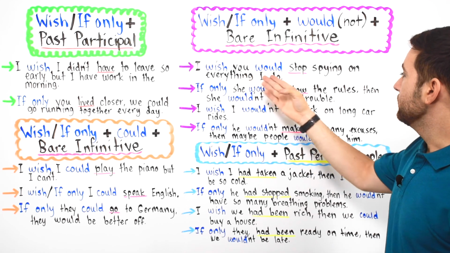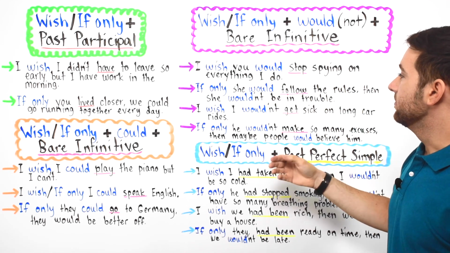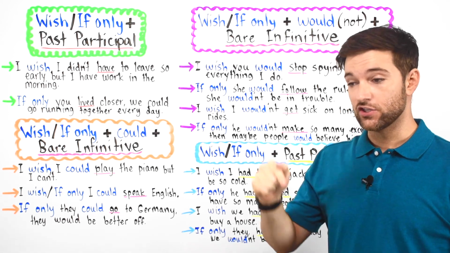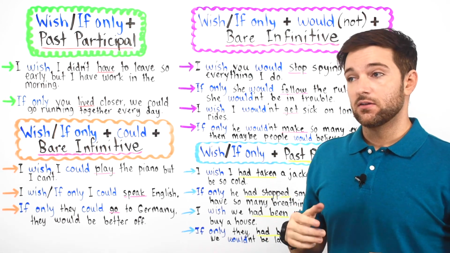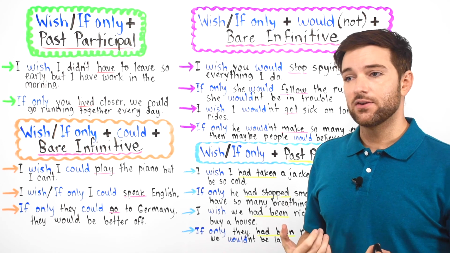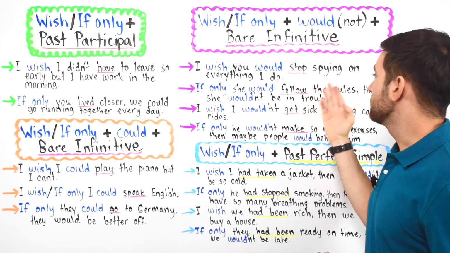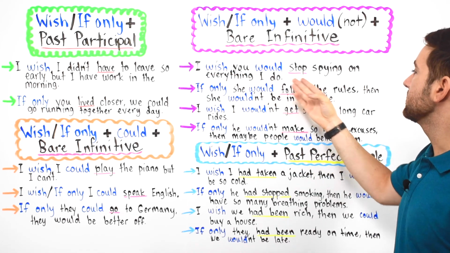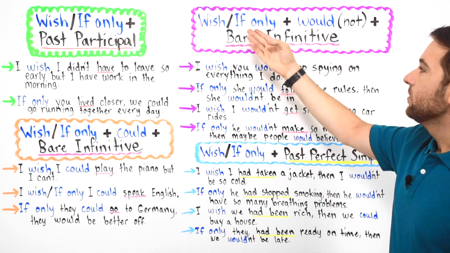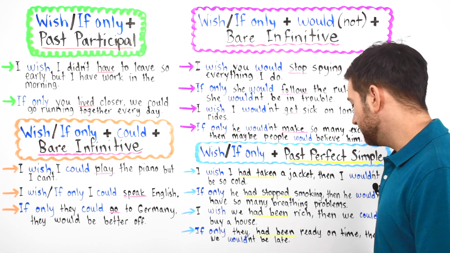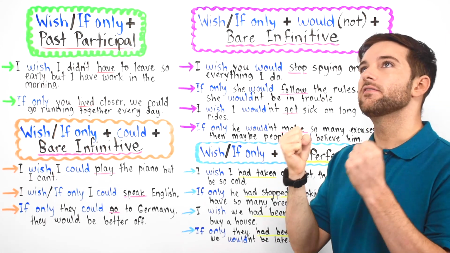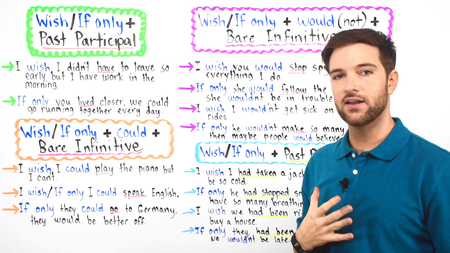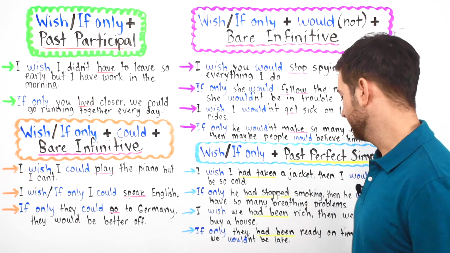Okay, I wish you would stop spying on everything I do. It's a desire. It's a strong desire. Starting right now, how I feel is I wish that you would stop spying on everything I do. You could also say, if only you would stop spying on everything I do. When you say it with only, you really do feel that. If only, okay? You feel that desire. It's strong.